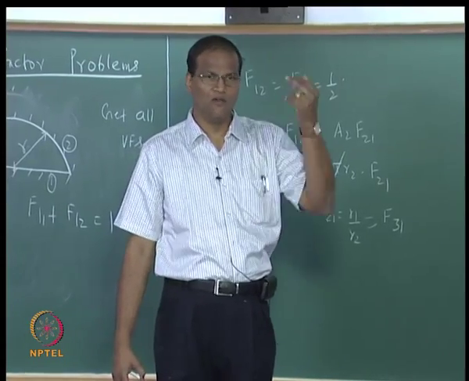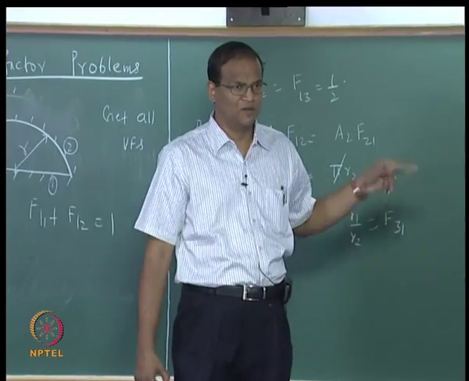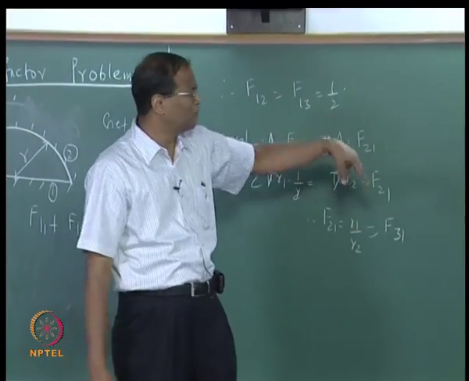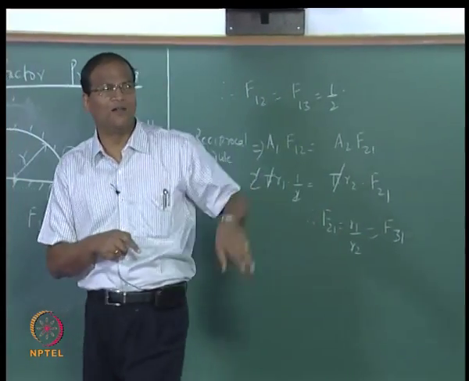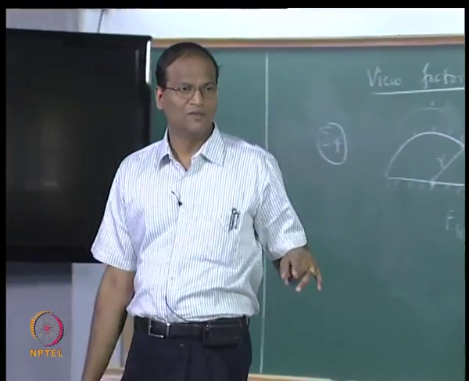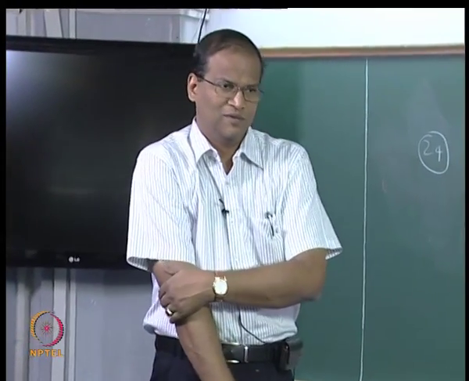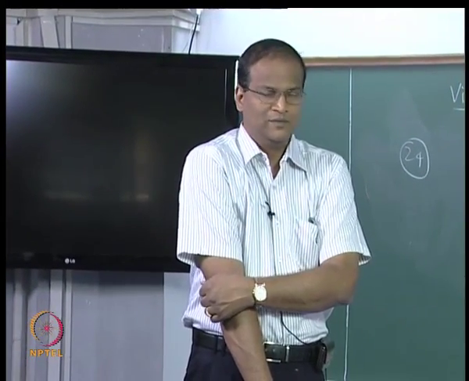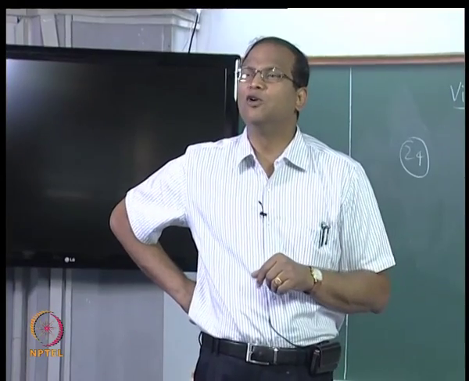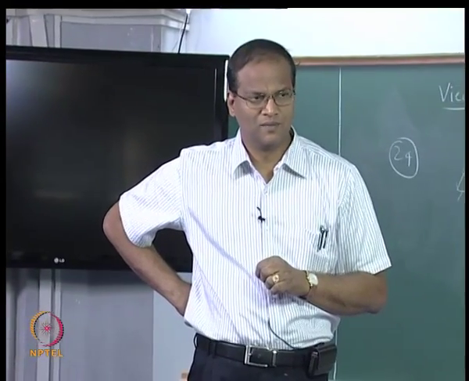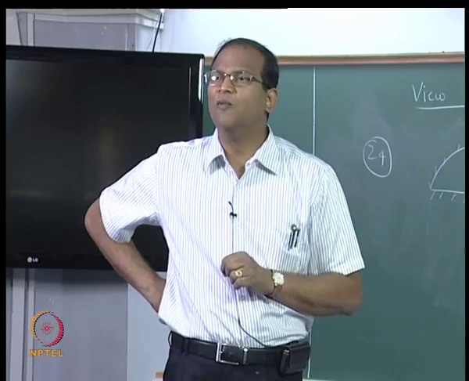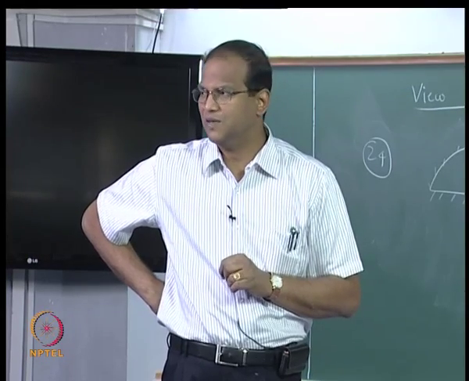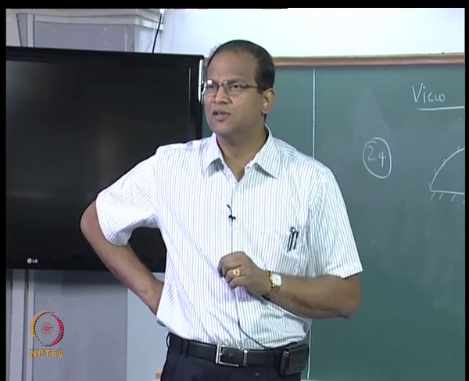You get 2. Out of the 2, if you get 1, you can break down, because there is an additional rule. His question is, what are the total number of view factors? 9. How many sum rules? 3. How many reciprocal rules? 3.